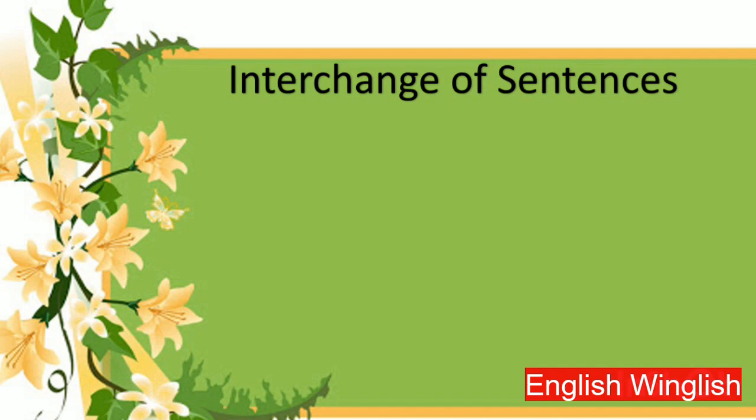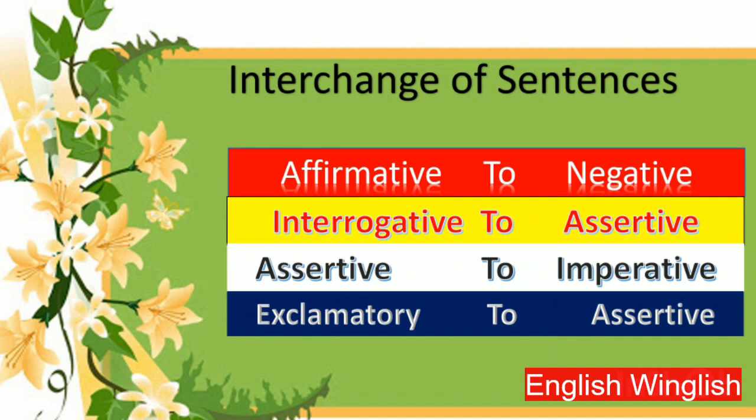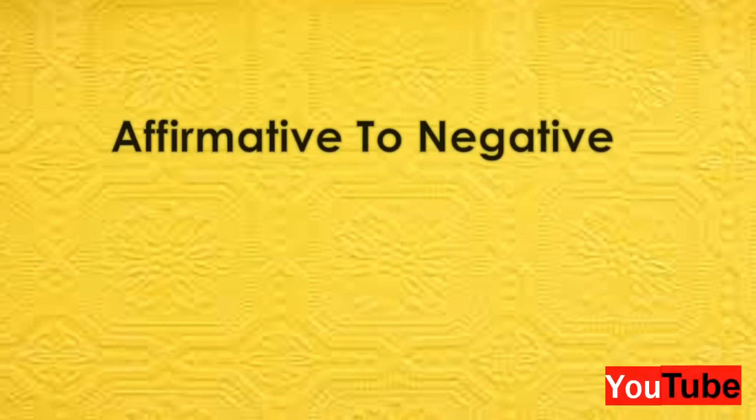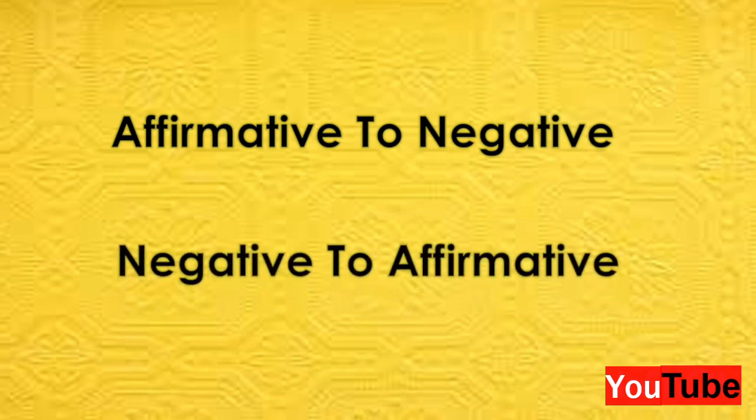Sentences can be transformed from affirmative to negative, interrogative to assertive, assertive to imperative, and exclamatory to assertive. But remember, it can be transformed vice versa also. That means you can also transform from negative to affirmative, assertive to interrogative, imperative to assertive, and assertive to exclamatory. Clear? Alright, but in this video, we are going to learn only one of these, that is affirmative to negative or negative to affirmative.